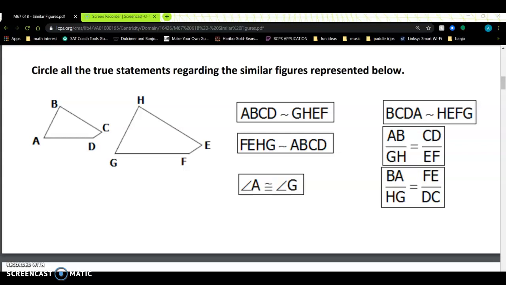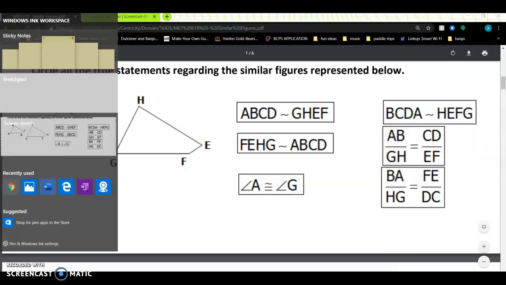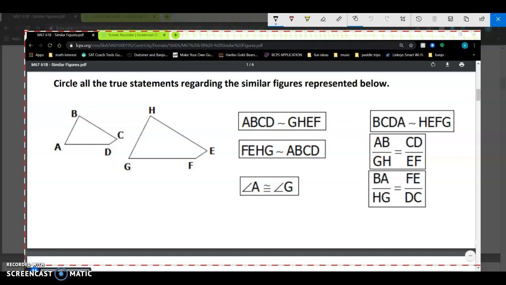Now, last video we talked about what it meant to be similar figures, the definition. Now we're going to look at some properties and how we use similar figures. When we're looking at similar figures, just like in congruency, we're looking for corresponding sides and corresponding angles. That's going to help us when it comes to writing out similarity statements.